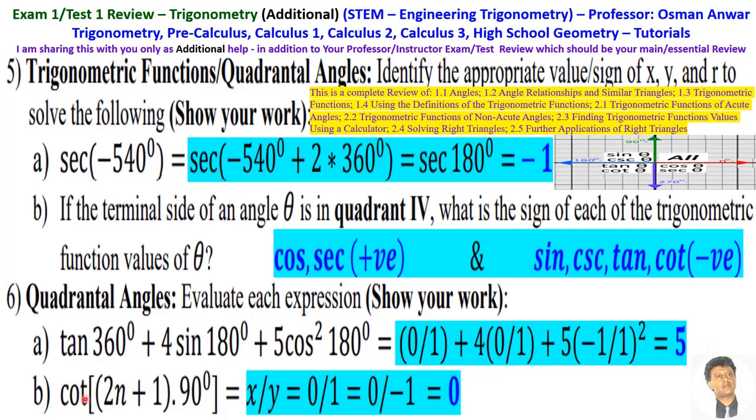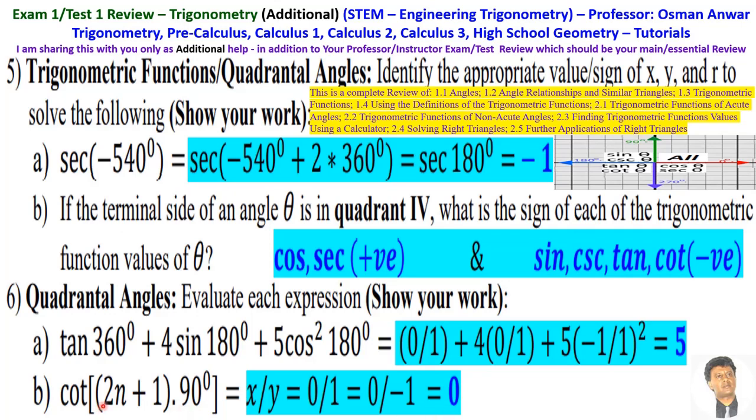B is find cotan of (2n plus 1) times 90 degrees. So when n is 0, cotan is x over y. When n is 0, it is cotan 90, which is 0 over 1, which is 0. Then when n is 1, 2 plus 1 is 3. 3 times 90 is 270. 270 is here. It is 0 over minus 1, which is 0.